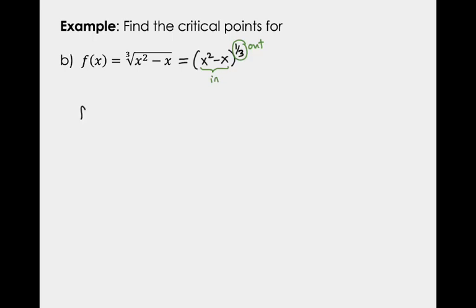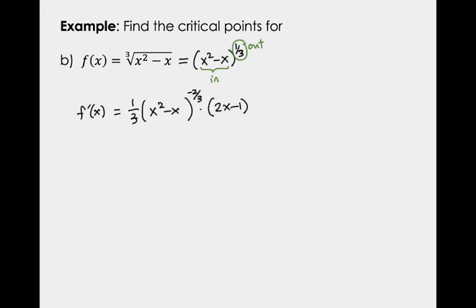So I'm going to take the chain rule. We're going to take the derivative of the outside function, which is bringing down the 1/3, and 1/3 minus 1 will give me negative 2/3, leaving the inside function alone. Multiply by the derivative of the inside function.